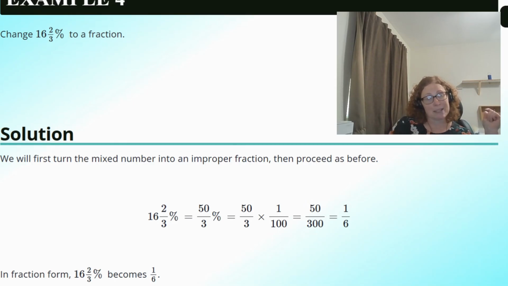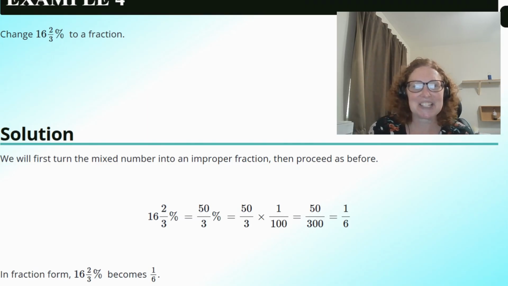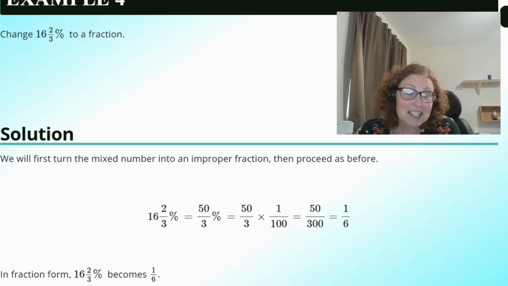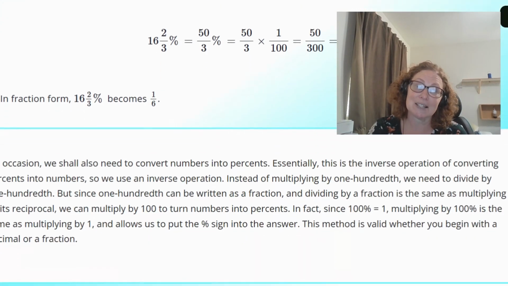We are going to, because we're turning a mixed number into a fraction. So we will start by making an improper fraction. When you're looking at that, you've got 16 and 2/3. So how do you make an improper fraction? 16 times 3 plus 2. That gives you 50. 50 over 3%, which is 50/3. Then we're multiplying it by 1 over 100 again, which gives you that 50 over 300, which simplified gives you 1/6. So 16 and 2/3% is 1/6.